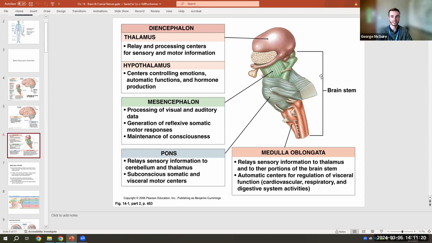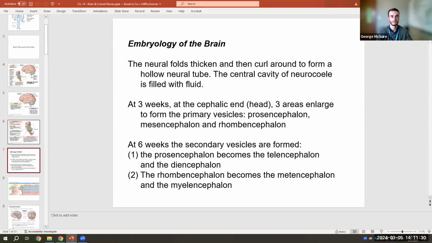And then the other part that has been removed off of here is our cerebellum, which would be sitting just behind the midbrain and pons here. Right, so that's the general organization.